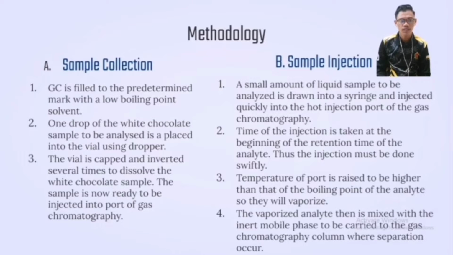For sample collection, the GC vial is filled to the predetermined mark with a low boiling point solvent. One drop of the white chocolate sample to be analyzed is placed into the vial using a dropper. The vial is capped and inverted several times to dissolve the white chocolate sample. The sample is now ready to be injected into the port of the gas chromatograph.